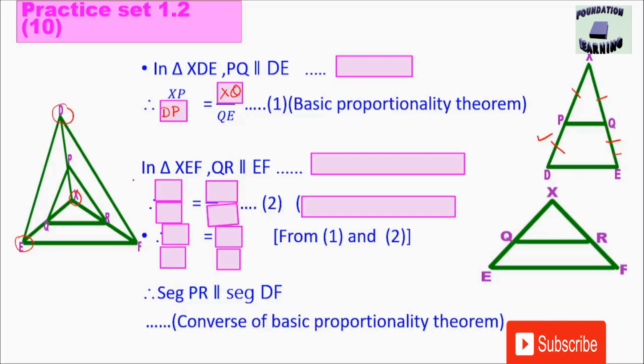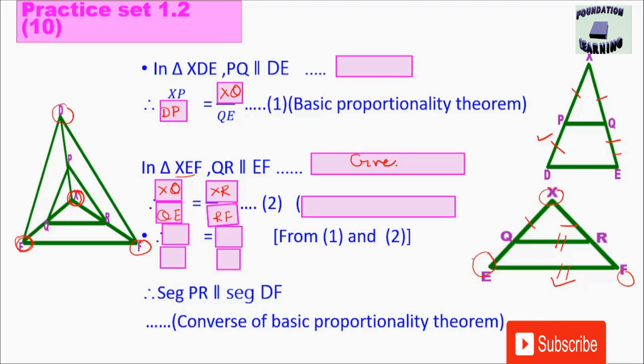Now, we take the second triangle XEF, the lower portion. So, we have it here, XEF. Which lines are parallel? QR is parallel to EF. So, which sides will be in proportion? XQ is to QE and which is the remaining side? XR is to RF.